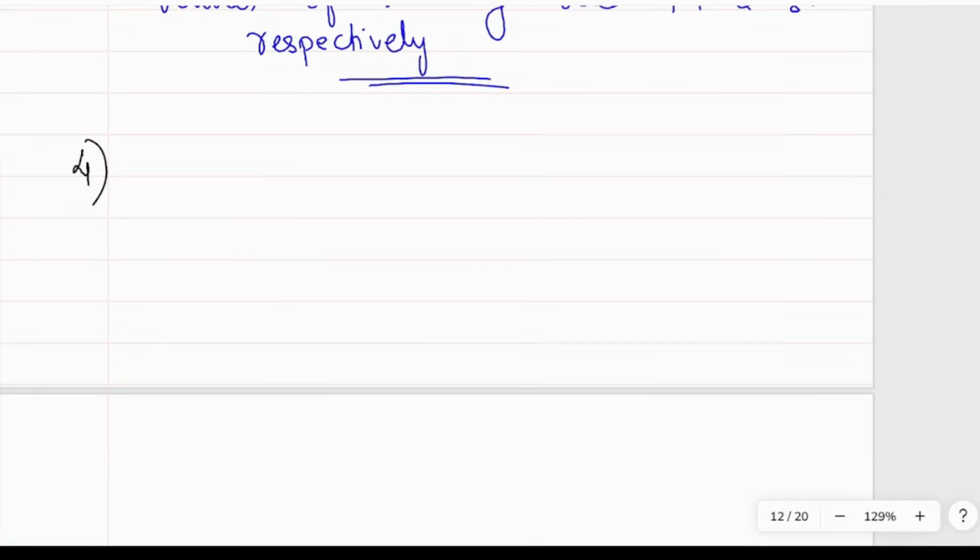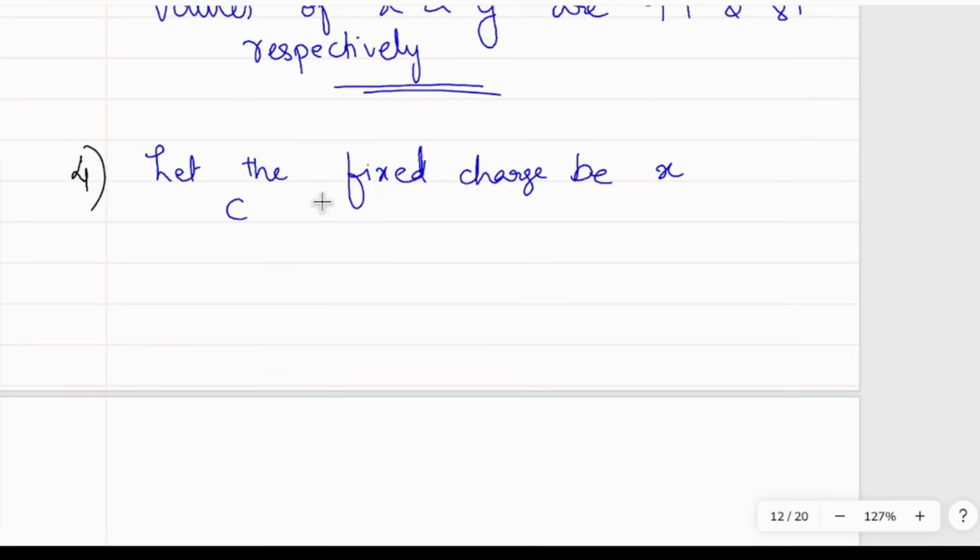Fourth one. Okay, so let the fixed charge be x, rupees x. Whenever you are hiring a taxi, we have to give a fixed charge, and along with that we have to give the charge per kilometer. Let the charge per kilometer be y, rupees y.